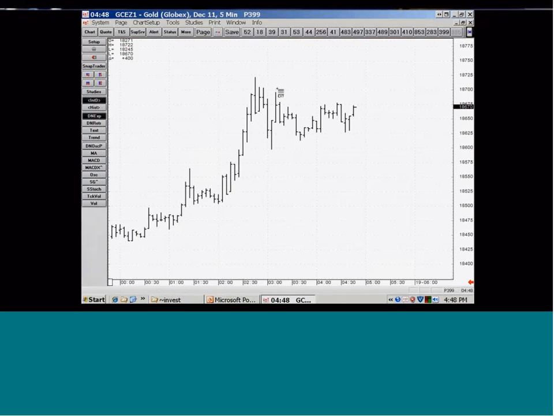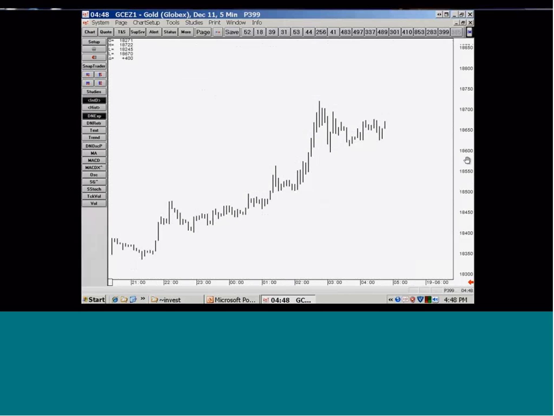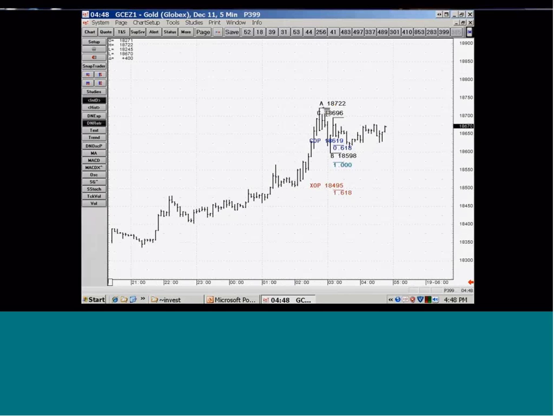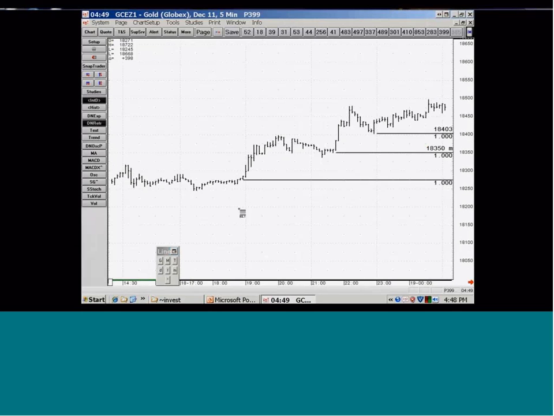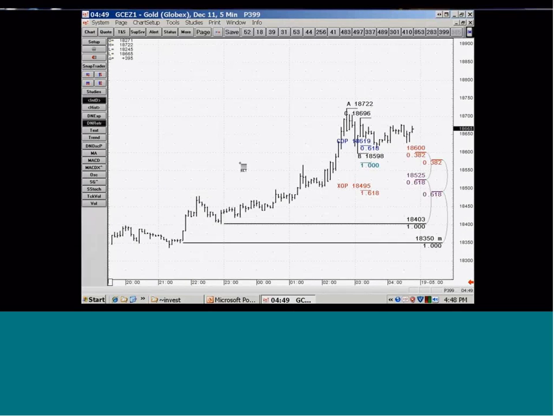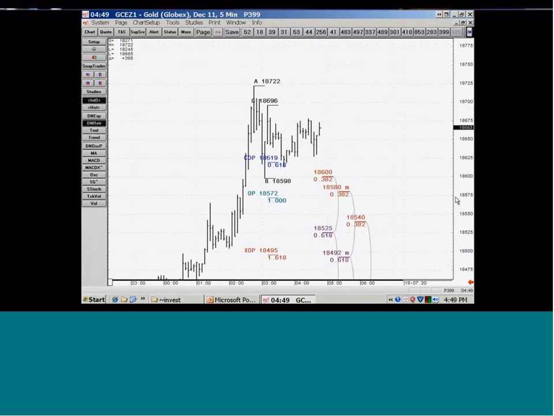Okay, now we can see what it is that we want to see. Let's get an expansion series on there. And let's see if there is a reasonable place where DiNapoli studies are going to be effective. And you will see right here that there is an area of interest. We have an OP here at 1857. We have a 0.382 fib node at 1858.